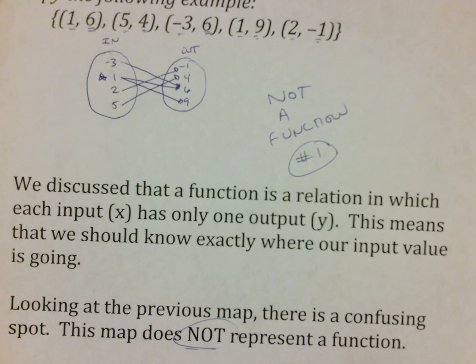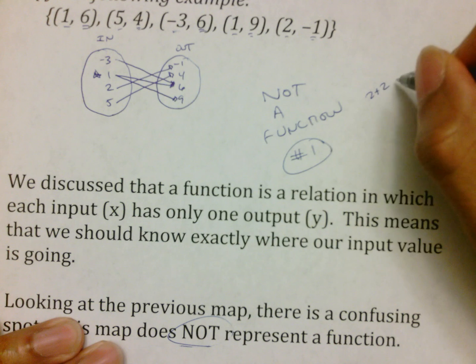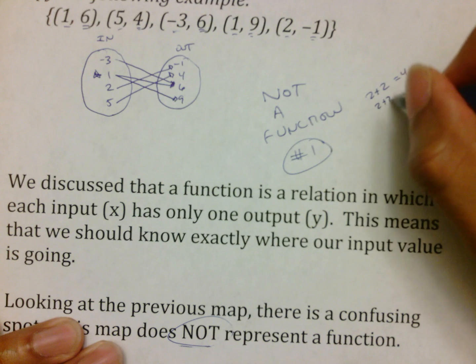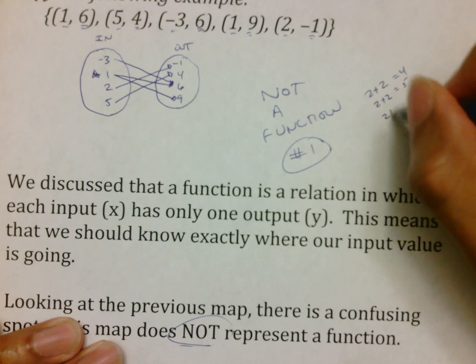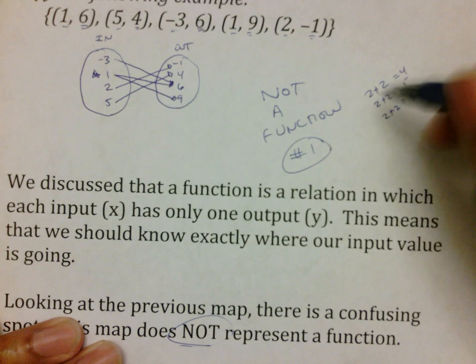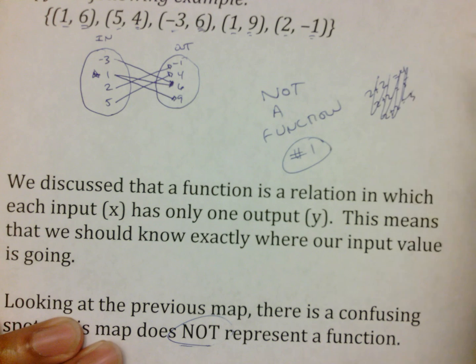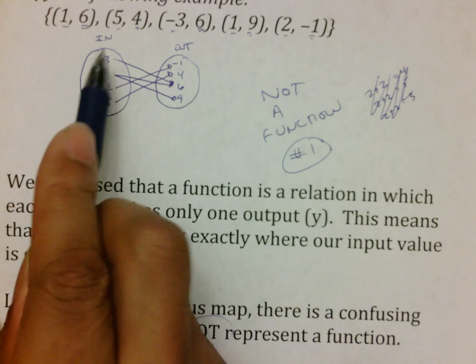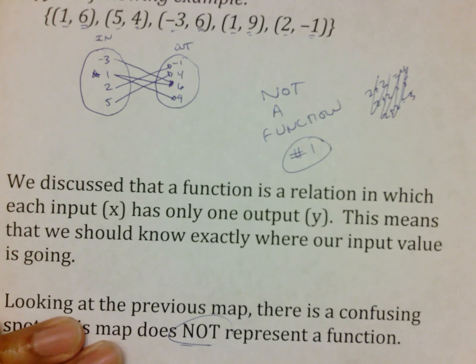I want you to imagine a calculator where when you type in 2 plus 2, sometimes you get 4, sometimes you get 5, sometimes you get 3. That's not a good calculator. That's not a good machine. And a function is a machine. And so what you want to know is whenever I put this number in, I want to know exactly what's going to come out of it.